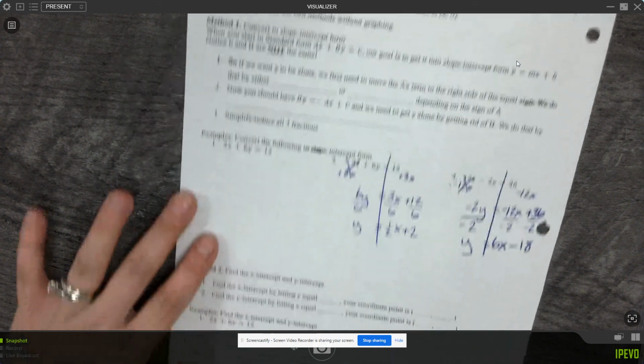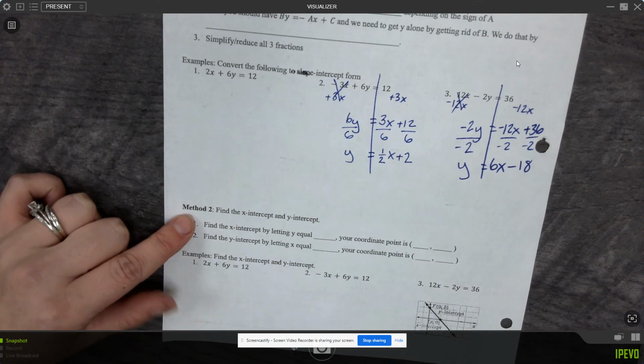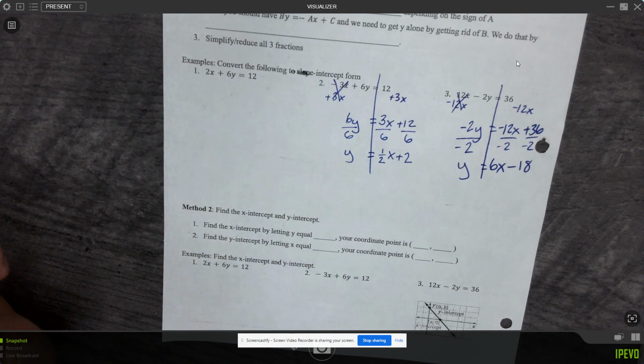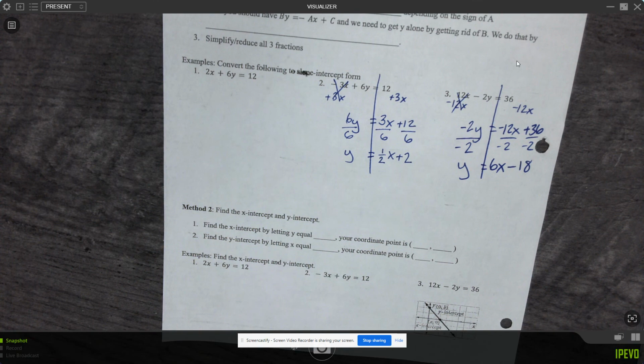All right, let's talk now about how to find your x and y intercepts from standard form. So standard form, the way it is currently written, ax plus by equals c, is relatively easy to find your x and y intercepts.